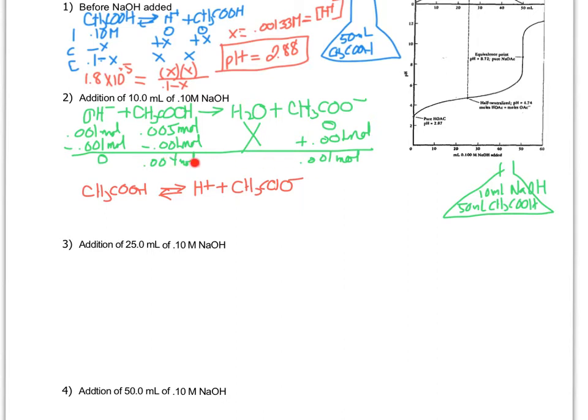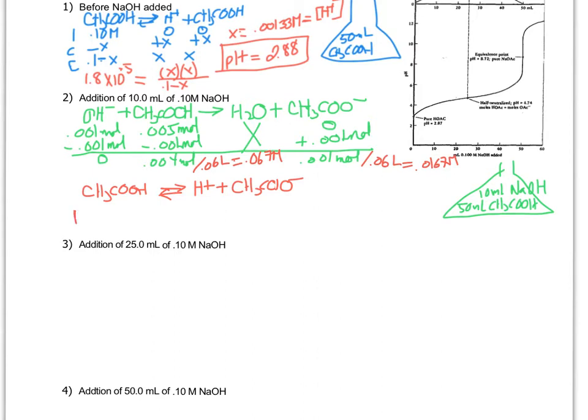Now these are moles. I want to convert to molarity, so I can either do an ICE chart or the Henderson-Hasselbalch. So I'll do that real quick. My total volume, I have 50 mL of acetic acid and 10 mL of NaOH, so my total volume is 60 mL, which is 0.06 liters. So I'll divide both of those by 0.06 liters. For my acetic acid, I end up with 0.067 molar, and this one is 0.0167 molar.